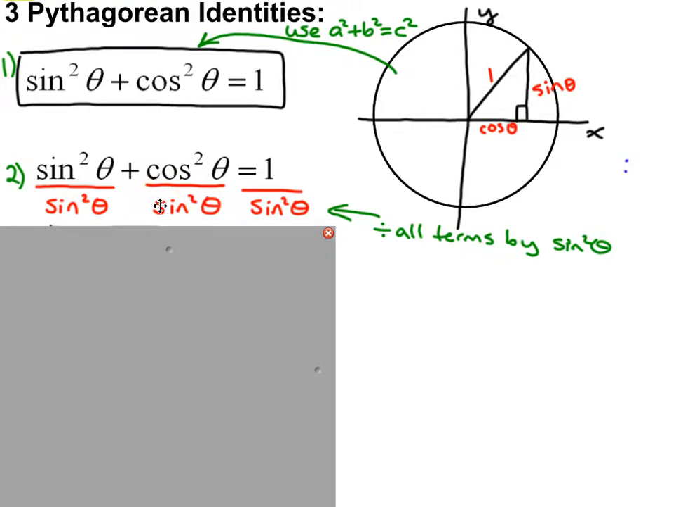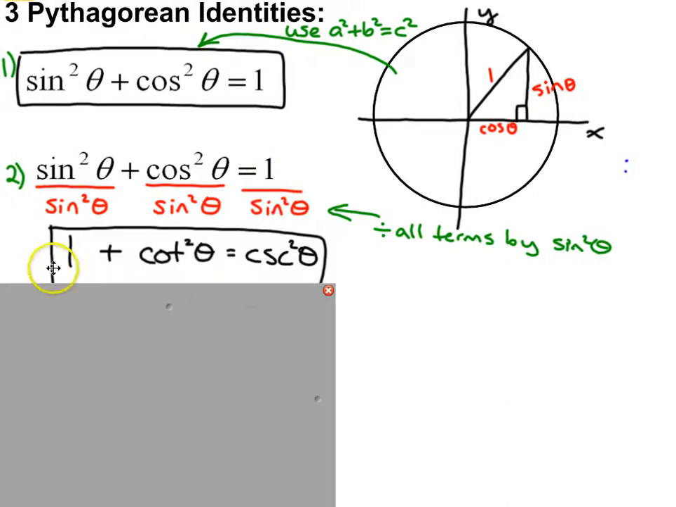Well, didn't we have an identity that had cosine over sine just now? Why don't you look over in your paper and see what that one was? Oh yeah, that was cotangent, right? So this will be cotangent squared theta. And then 1 over sine squared theta. Well, didn't we have an identity that was the same as 1 over sine theta? Oh yeah, that was cosecant theta. So this will be cosecant squared theta. That's our second Pythagorean identity.